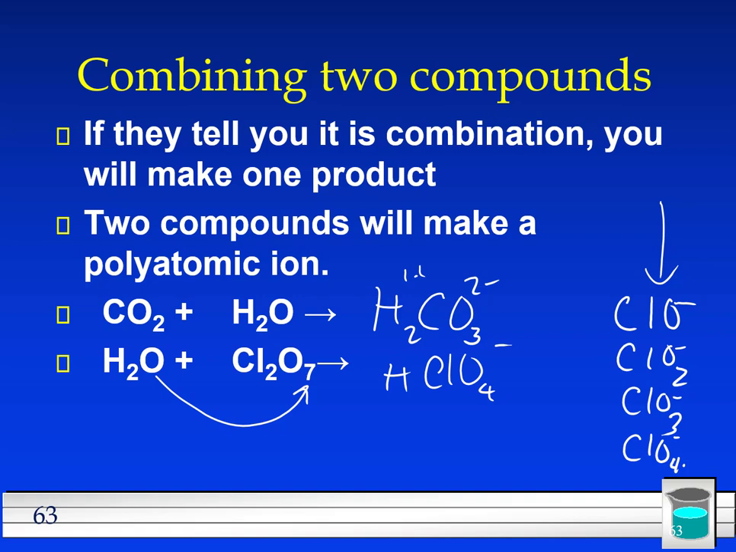And H is 1 plus and ClO4 is 1 minus. Okay, so that's the right formula. And I said they'd be easy to balance. I have 2 H's, so I put a 2 there. That gives me 2 Cl's and 2 Cl's. And 8 O's on this side, 7 and 1 is 8 O's on that side.